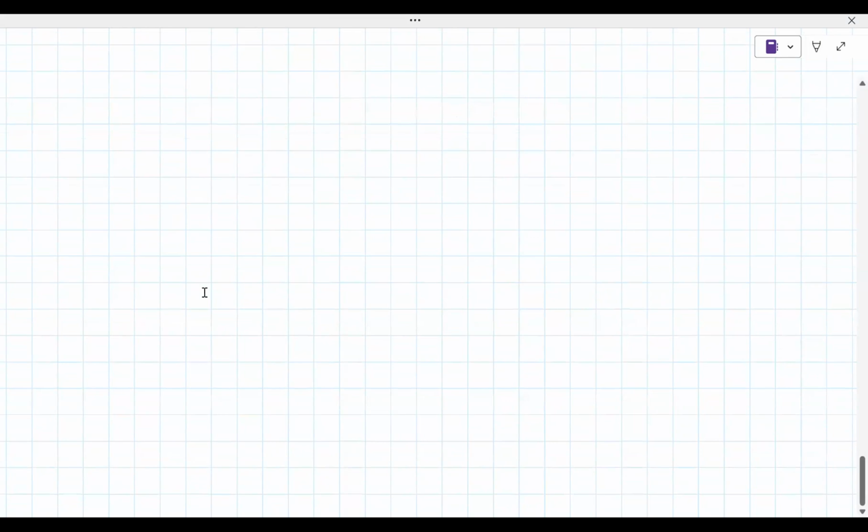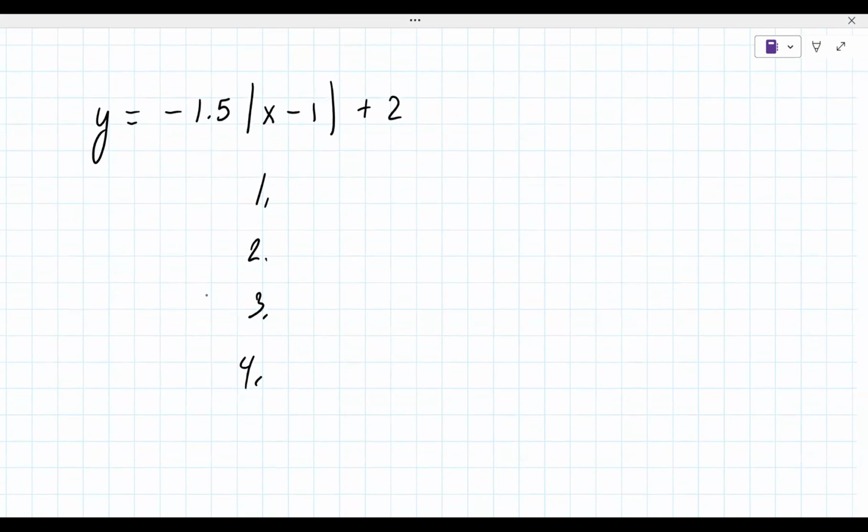So I'm going to give you some problems here, and you're going to tell me the transformations. Okay, this one has 1, 2, 3, 4 transformations. I'll take any of them in any order. You don't have to give them to me in order, but I'll take any of them.